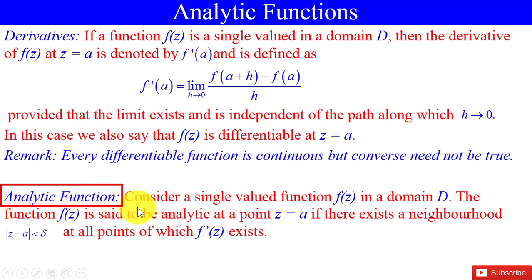Analytic function. Consider a single valued function f(z) in a domain D. The function f(z) is said to be analytic at a point z = a if there exists a neighborhood |z - a| < delta at all points of which f'(z) exists.